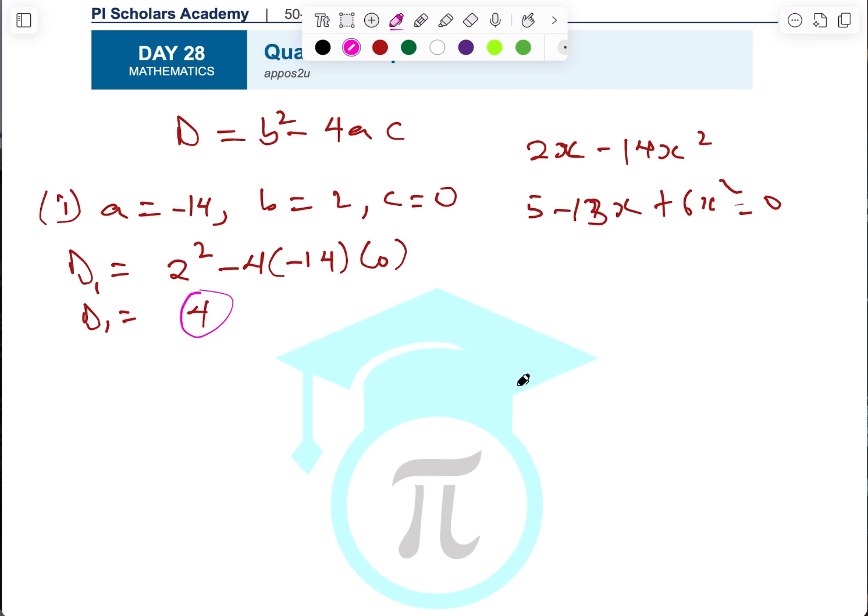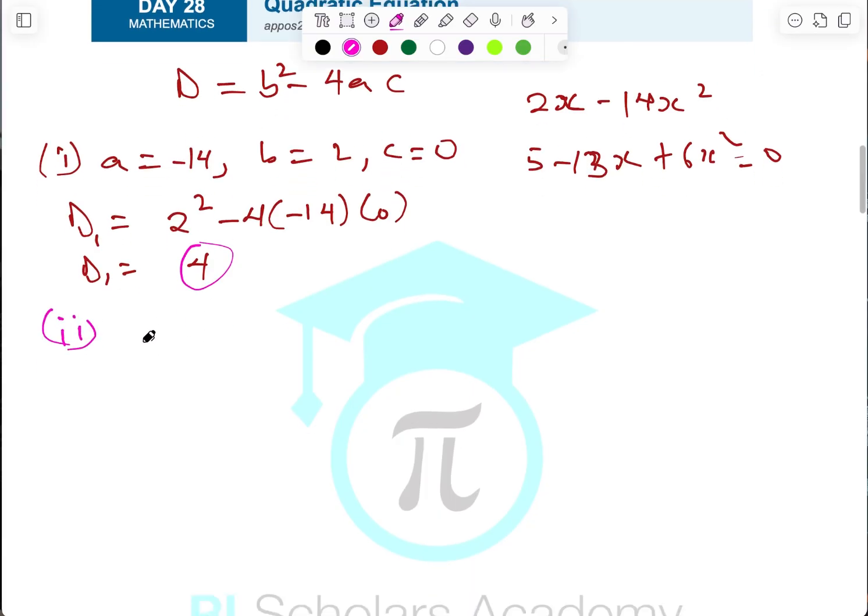So therefore, we have real roots. So the second one, let's see what will be the nature of the root as well. In the second one, we have a is 6, b is negative 13, and c is 5.